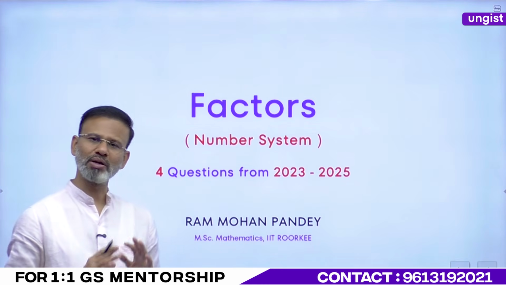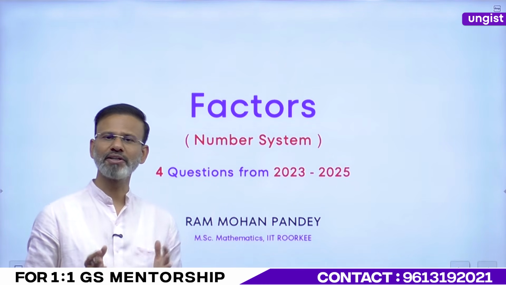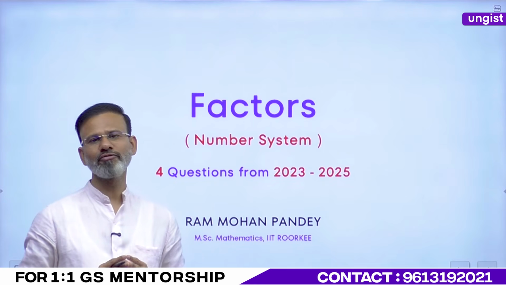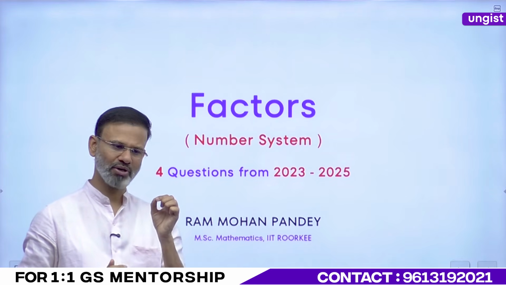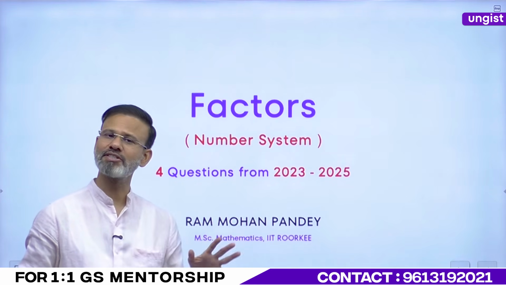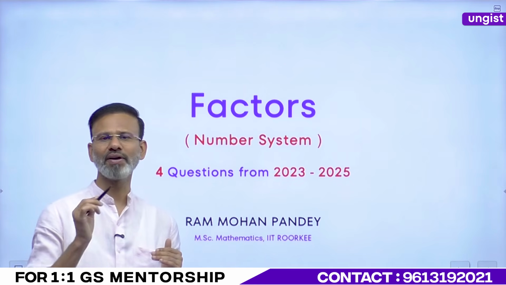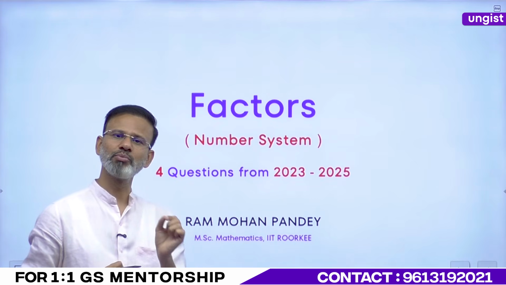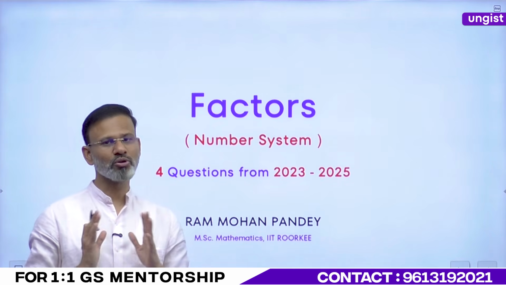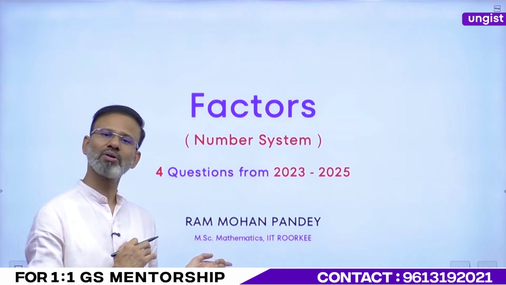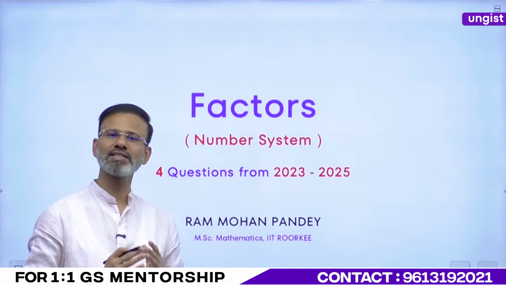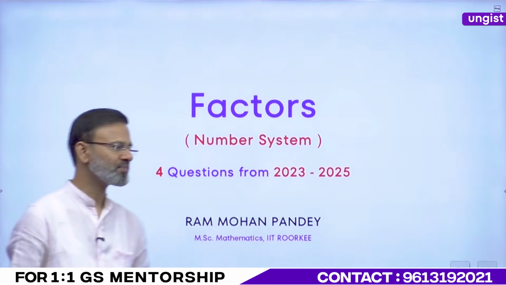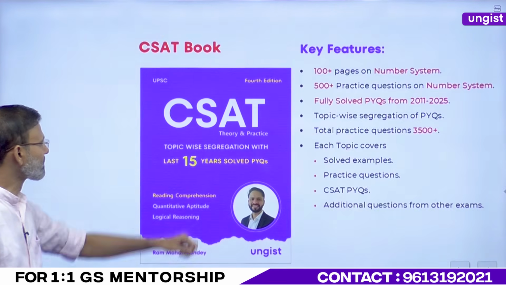Here the concept is the total number of factors, and I hope you all know how to find it. First, you write the number in prime factorization format, like x to the power a into y to the power b into z to the power c. The total number of factors will be (a plus 1) into (b plus 1) into (c plus 1). Hope you know the concept. And here I'm going to solve the questions as if I'm solving them in the examination hall. Okay, everyone, let's talk about the questions.